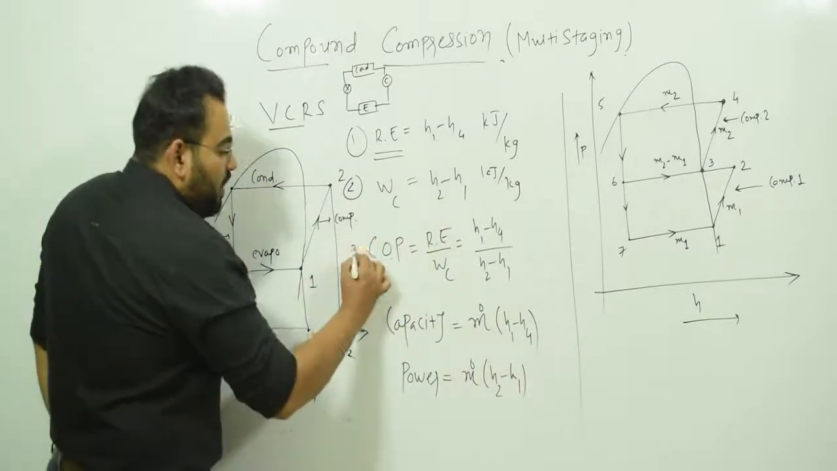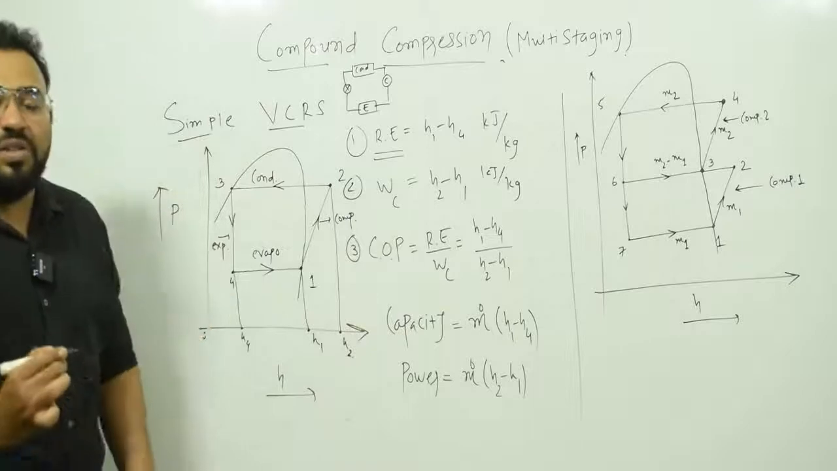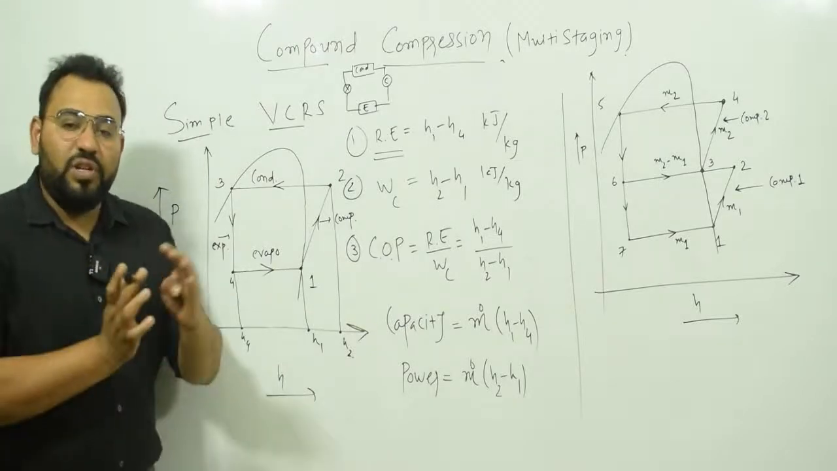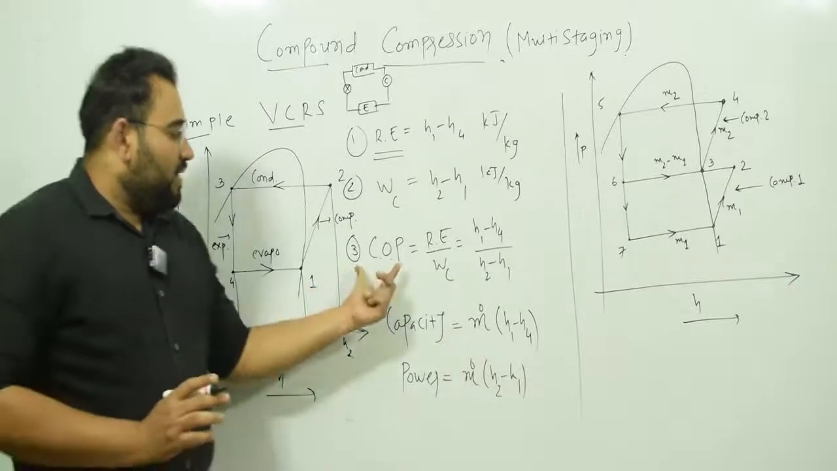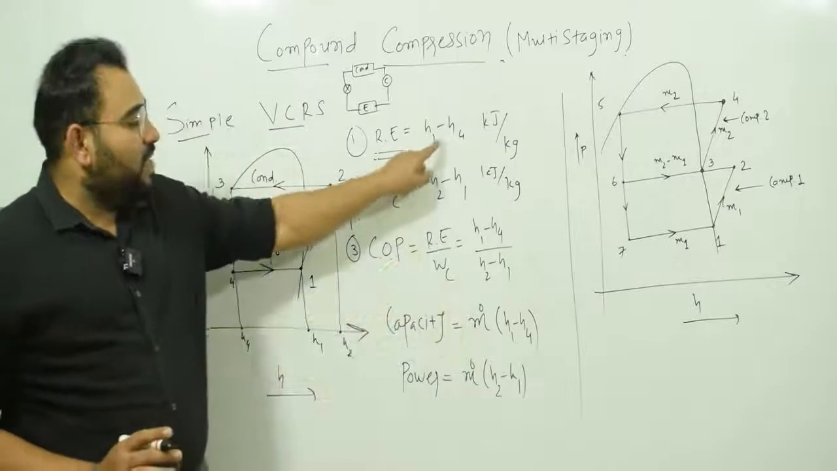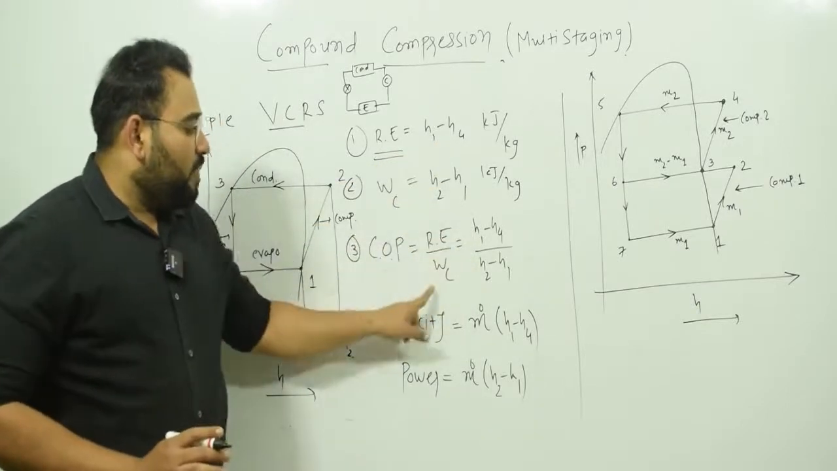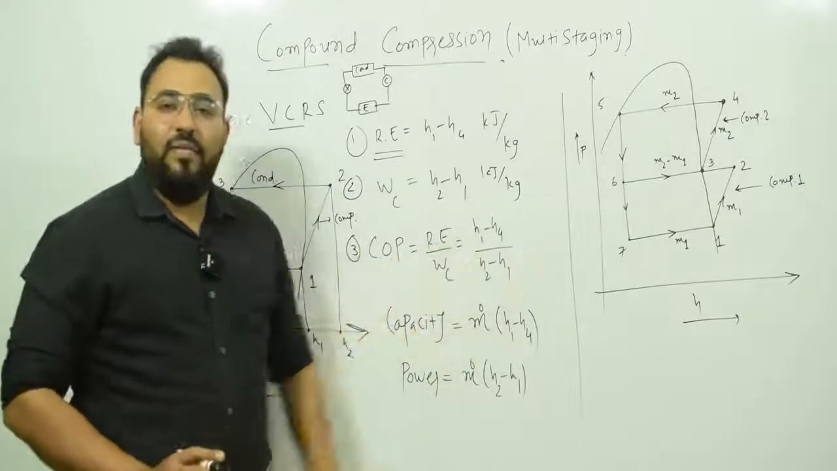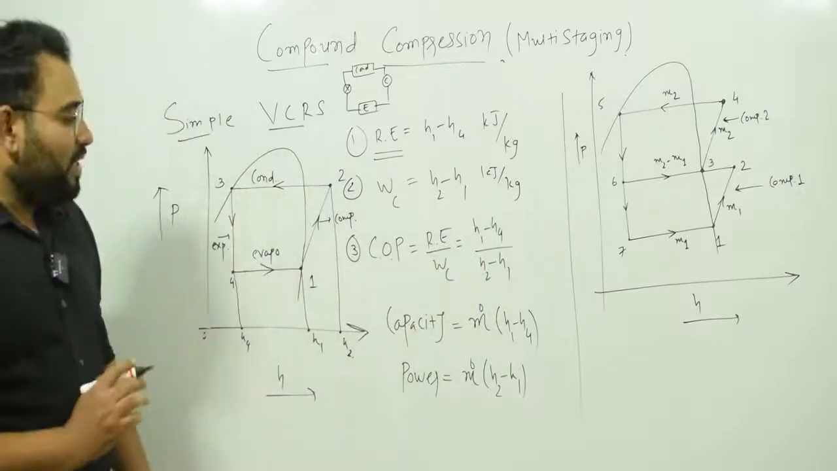Now the most important equation, COP. We know that the efficiency of the refrigerator is measured in terms of COP, meaning coefficient of performance. So we know that COP is equal to refrigerating effect upon work done by compressor. So refrigerating effect is H1 minus H4 and work done by compression is equal to H2 minus H1, and this is how you can find it. Okay, and COP is a unitless quantity.